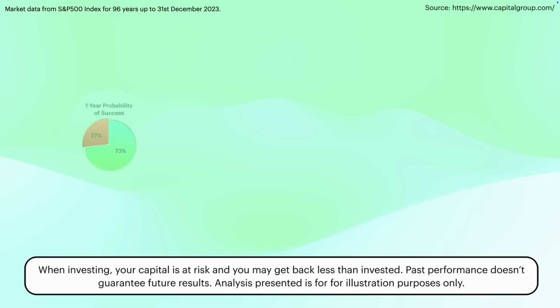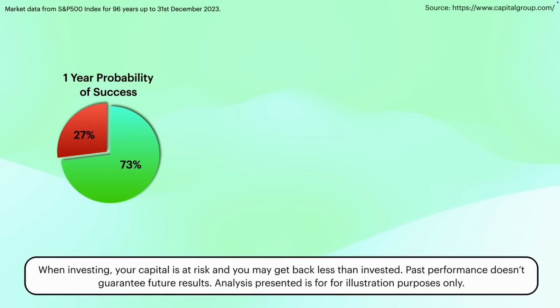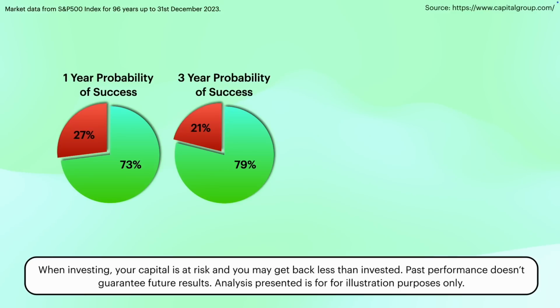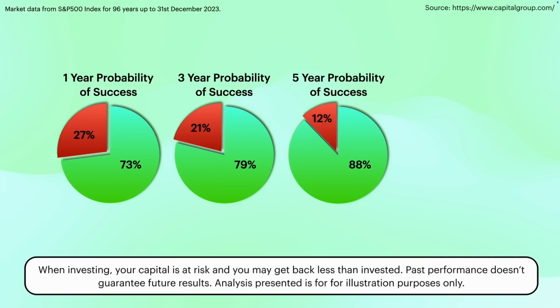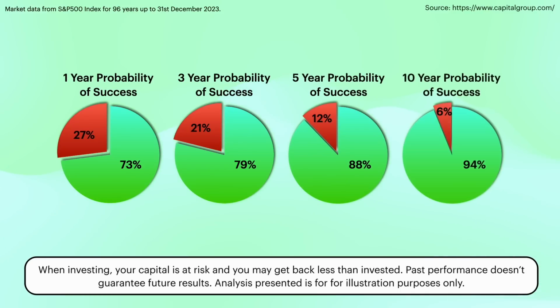And they concluded over any 1 year period, you had a 73% chance of positive returns. For a 3-year period, that jumped to 79%. Over 5 years, it jumped to 88%, and over 10 years, it jumped to 94%. All of a sudden, when I started to think in periods of 10 years or more rather than what was going on day by day or week by week, I wasn't too fussed about my portfolio fluctuating in value.